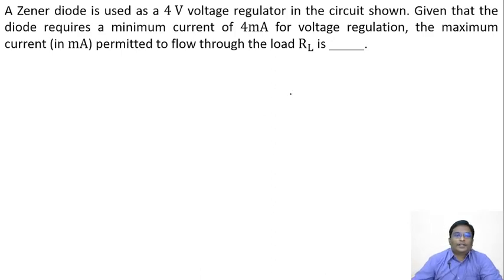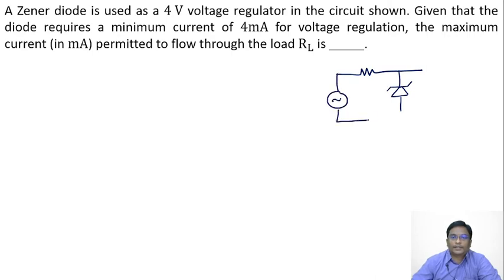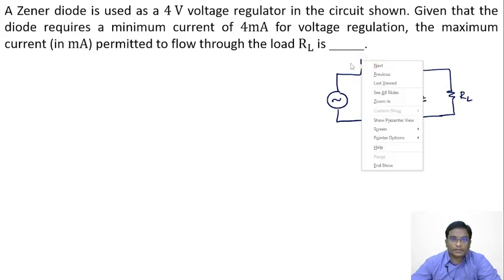They given a Zener diode. A diagram was missing here, so this is the diagram they given. It's a Zener diode, it's an input voltage, it's a load resistance RL. This is a Zener diode in reverse bias. It's a regulator. This is a standard question here.